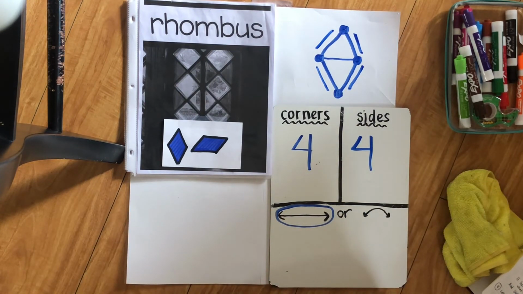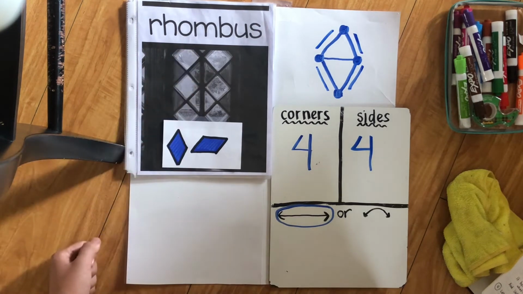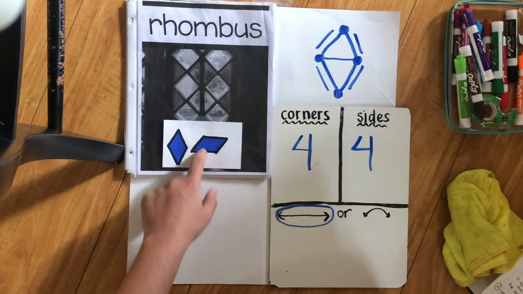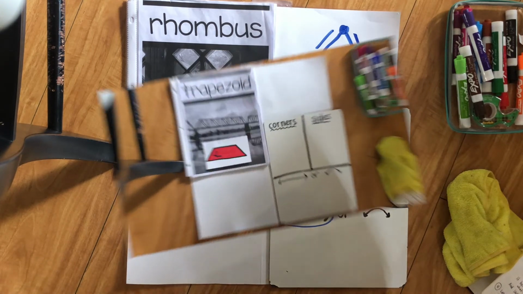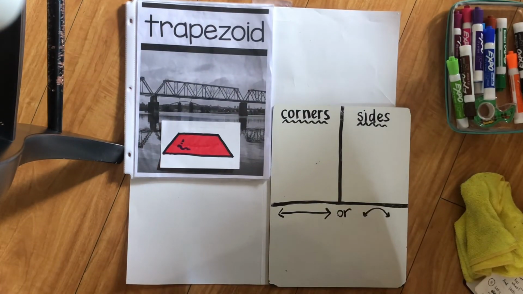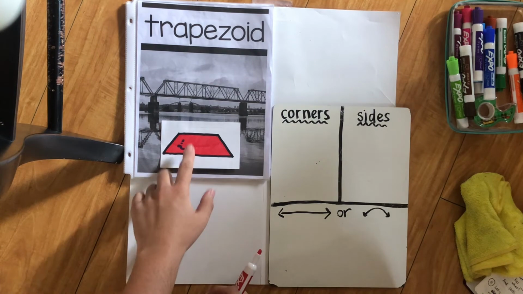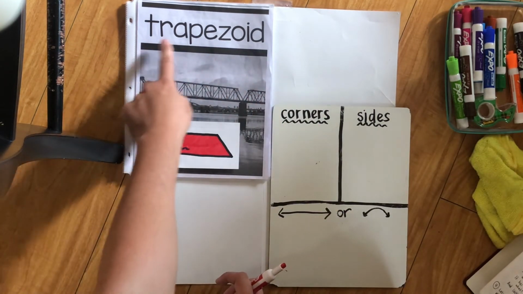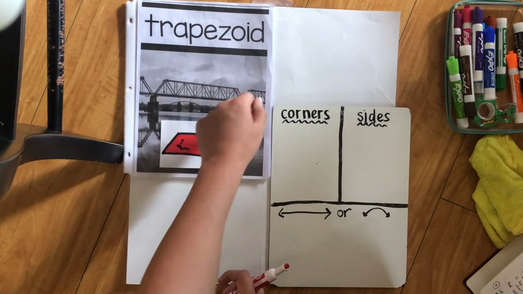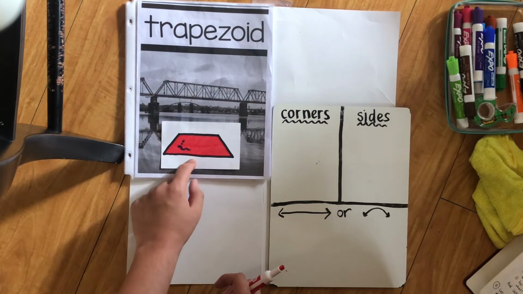Let's take a look at the rhombus. How do you know that this is a rhombus? You can say, I know this is a rhombus because... Great job. And on to our last 2D shape. This is a trapezoid. What is the name of this shape? A trapezoid. Yes, the name of the shape is a trapezoid.